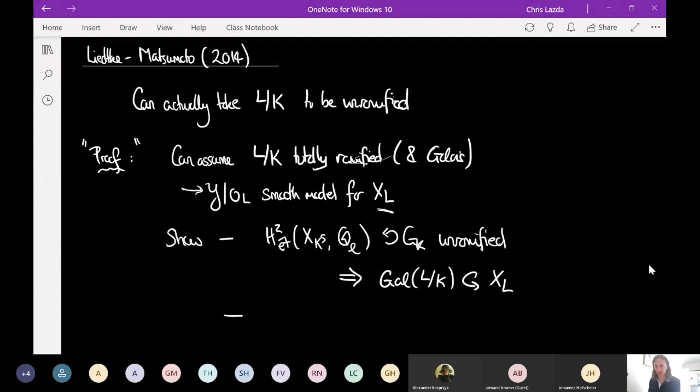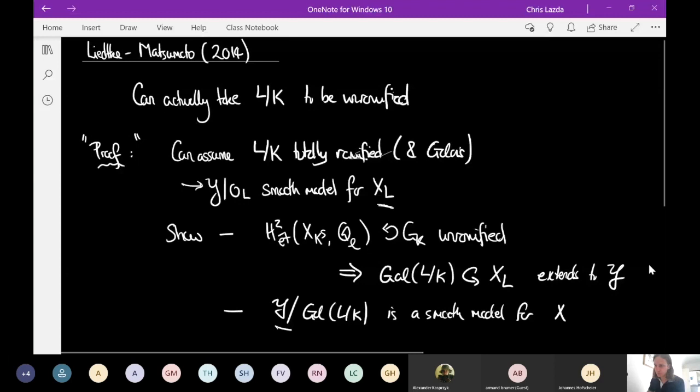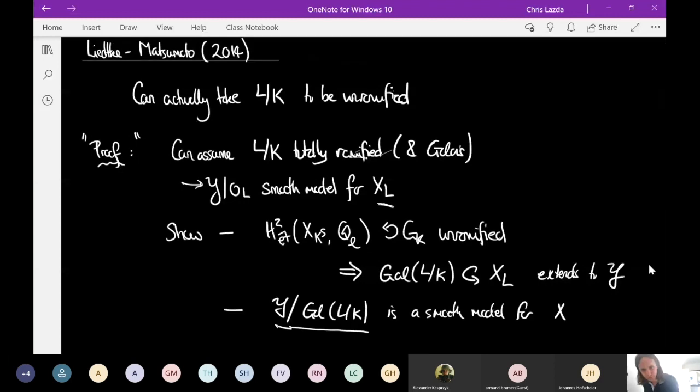So what they show is that the Galois action on the base change of X to L extends to an action on the whole model Y, and then if you take the quotient by this action, what you get is a smooth model for X over O_K this time. So this thing here is going to be a smooth model for X over O_K. Roughly speaking, that's how the proof goes.